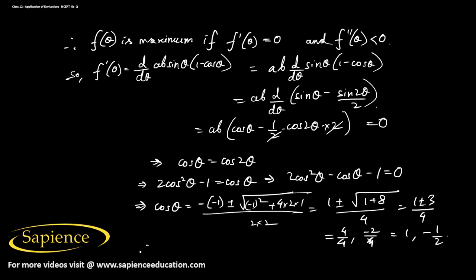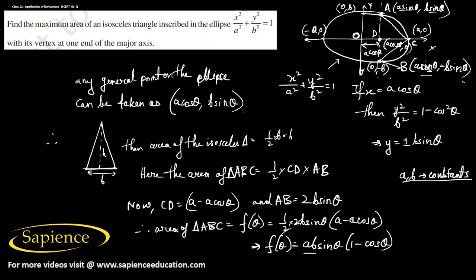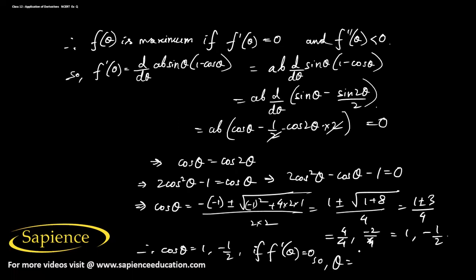So therefore cos theta should be equal to 1 or minus 1 by 2 if f dash theta should be equal to 0. Now this angle theta can go from 0 to 2 pi. So theta should be equal to 0, or it can be, for minus half, pi minus pi by 3, that is 2 pi by 3. It can be 0 or 2 pi by 3. It means that it can be 0 degree or 120 degree.